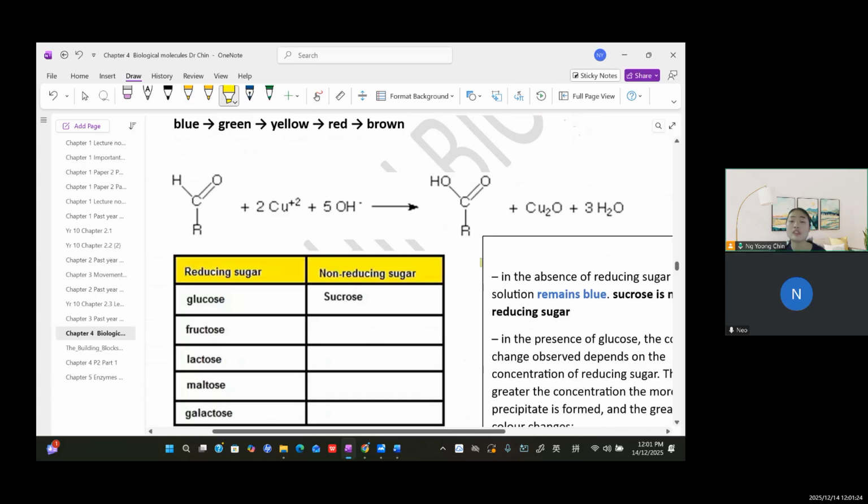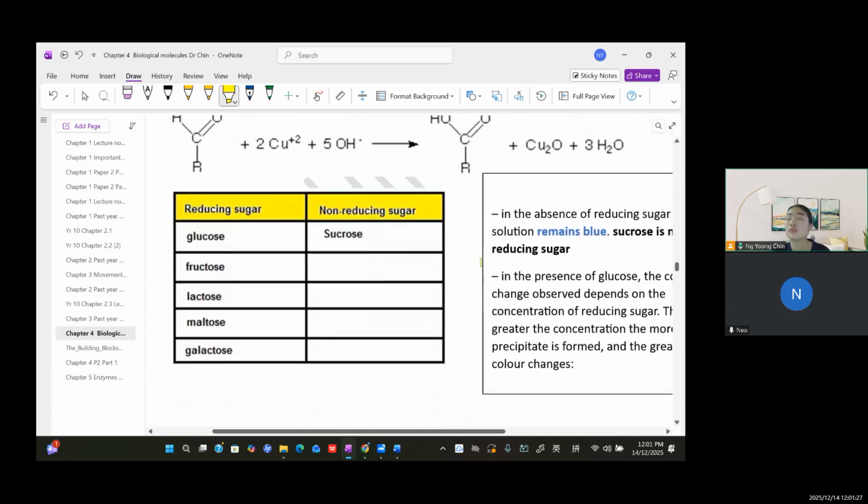Reducing sugars are sugars that have free groups, so they can undergo oxidation or reactions with the Benedict solution itself. Examples of reducing sugars are glucose, fructose, lactose, maltose, and galactose. Actually, all monosaccharides and disaccharides are reducing sugars, except one disaccharide, which is sucrose. Sucrose is not a reducing sugar. So when you mix sucrose with Benedict solution, it will still remain blue. It will not change to a brick red precipitate.